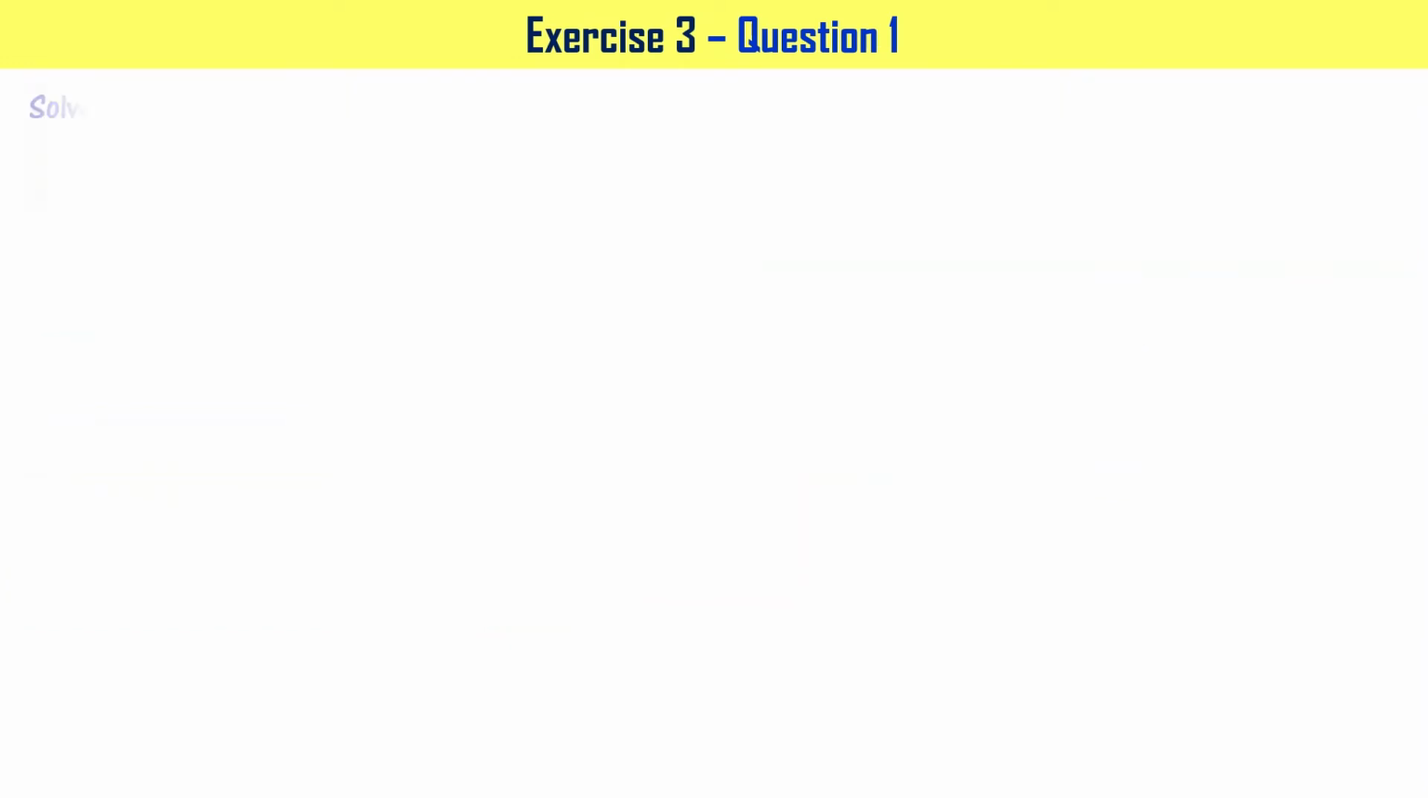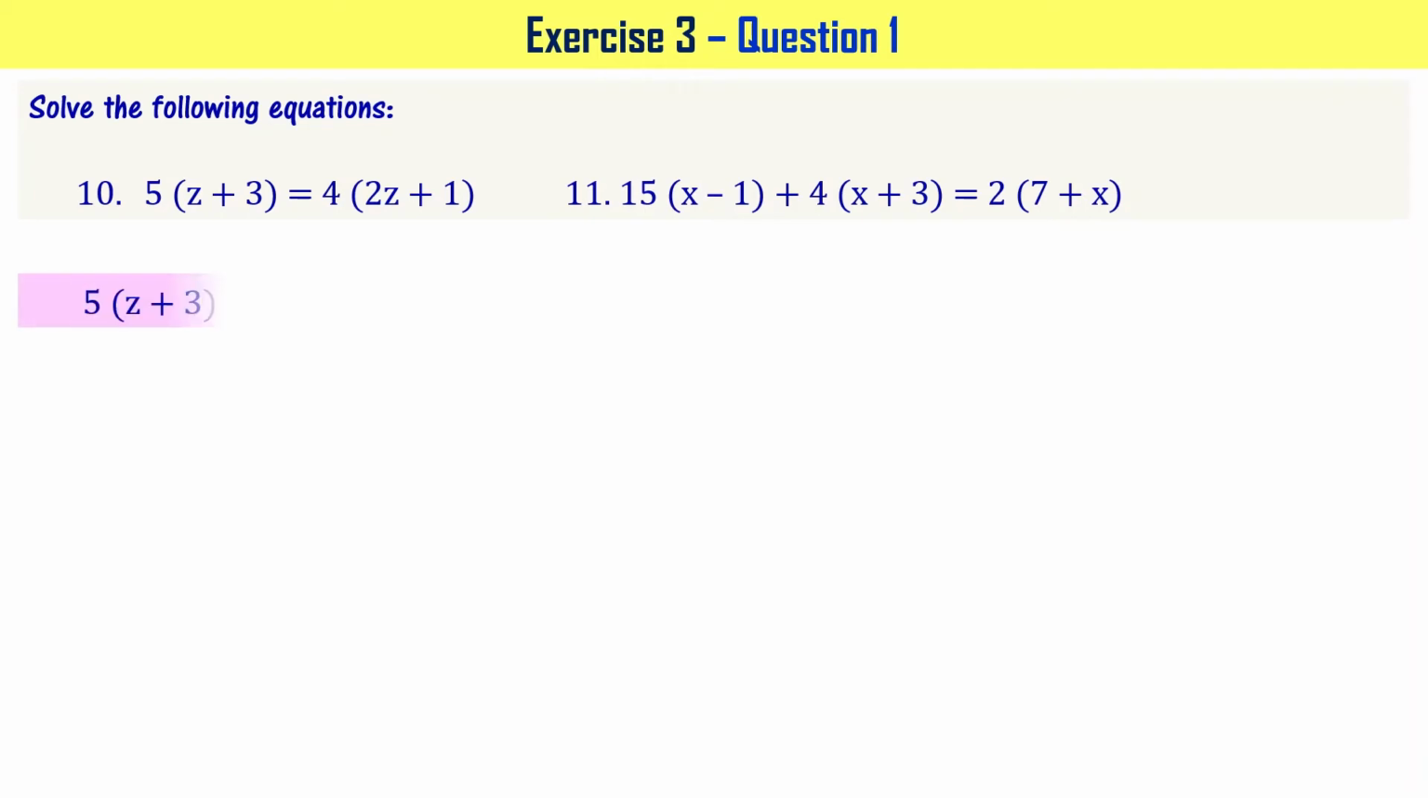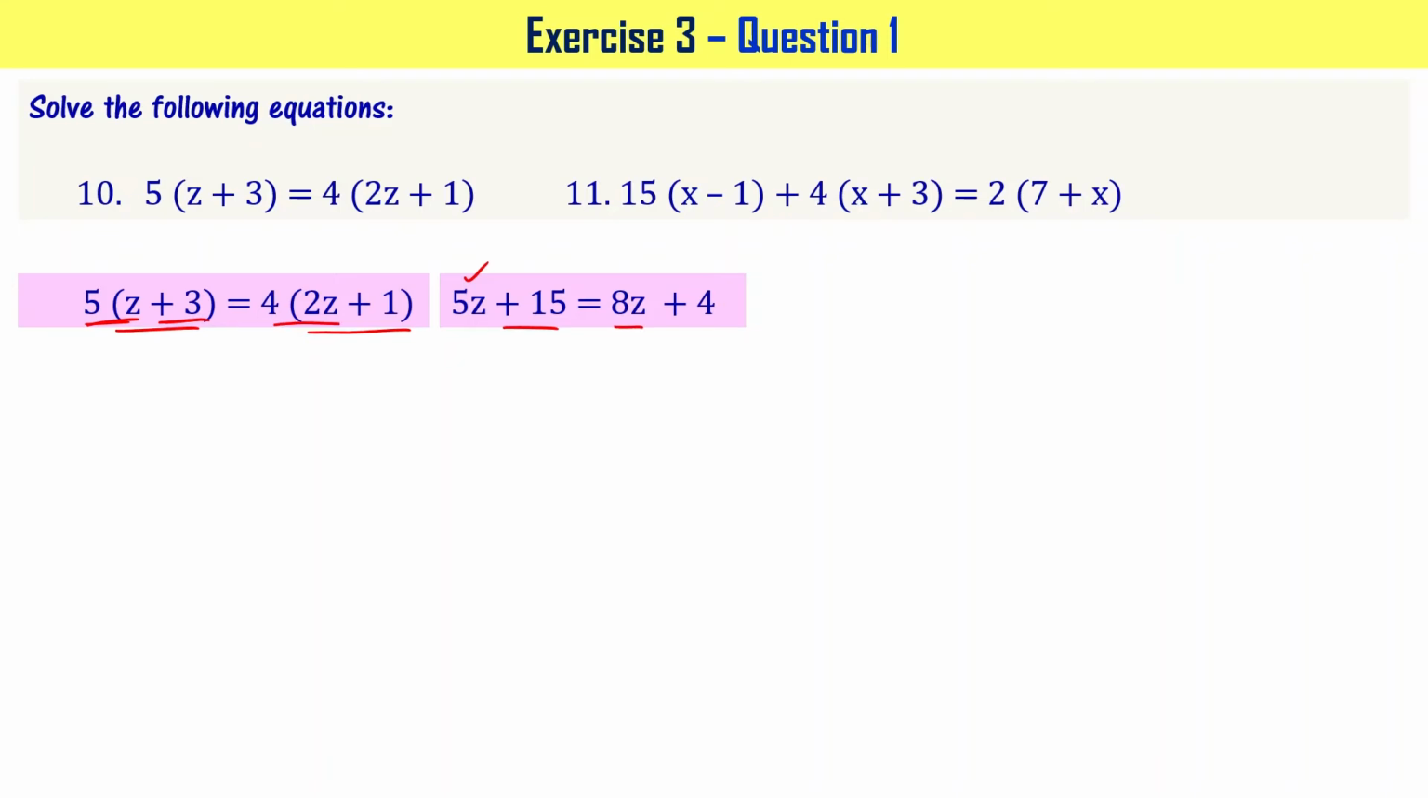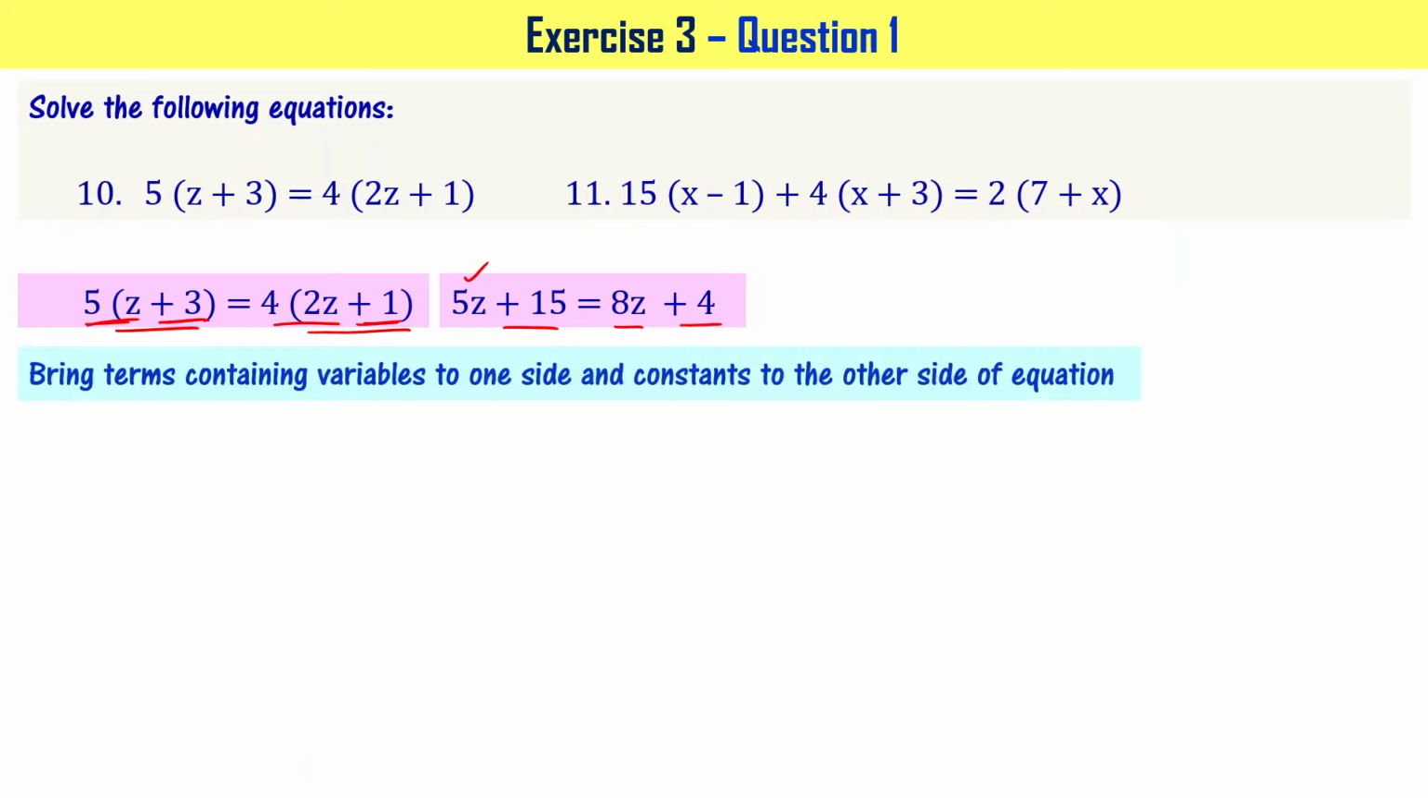Let us look at the next problem, that is the 10th problem. 5 times (z plus 3) equal to 4 times (2z plus 1). We want to solve this equation. First, let me expand LHS and RHS such that I can write it as 5 times z equal to 5z and 5 times plus 3 is plus 15, right? That is equal to 4 times 2z is 8z and 4 times plus 1 equal to plus 4, right? Now we want to solve this equation by bringing terms containing variables to one side and constants to the other side, right?